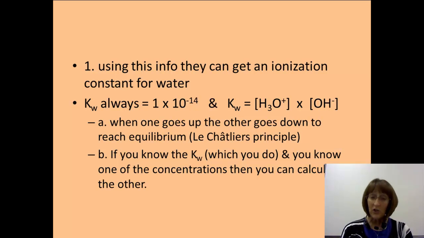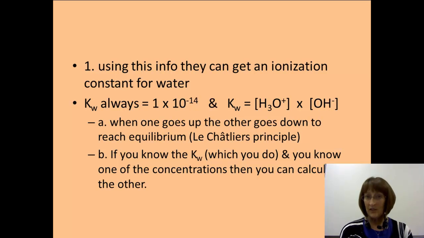Using that information, this is how we can come up with the pH scale. We have some numbers and some constants that you're going to have to know. The constant for water, called Kw, is always 1 times 10 to the negative 14. And notice that the pH scale goes from 0 to 14. So 1 times 10 to the negative 14 is Kw.